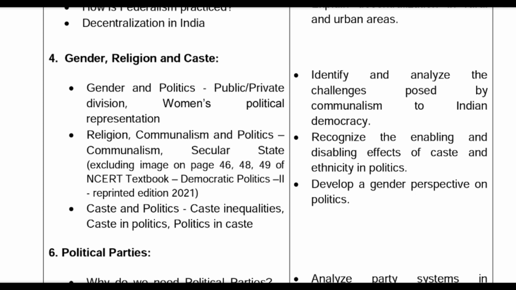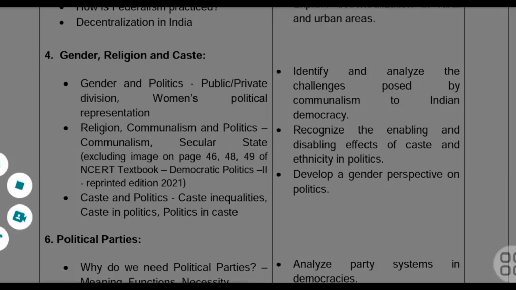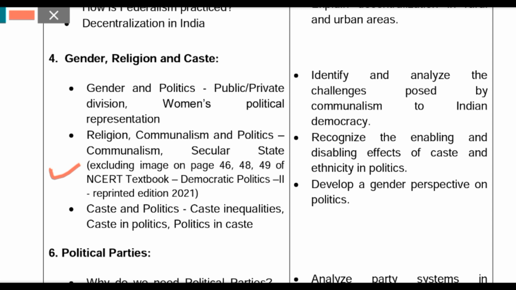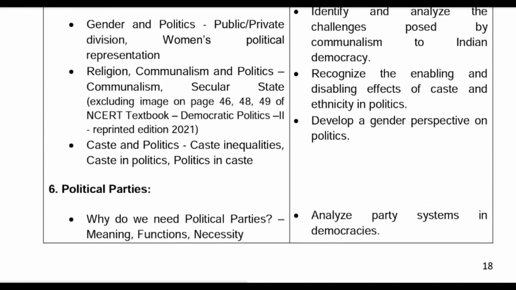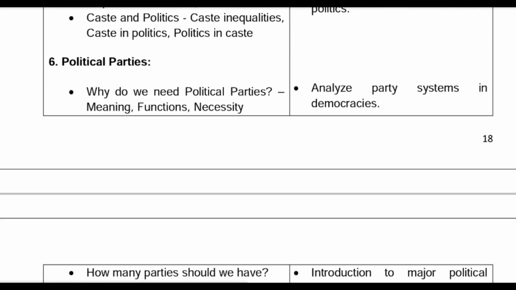Chapter number 4, gender, religion and caste, this full chapter you can prepare, but you can leave these pages, right? These pages are in those books which were reprinted in 2021. And now you can see in the books which were printed in 2023, these parts of the chapter are not there, I think, but you can check, right? So these images which were available on page number 46, 48, 49, you can exclude them. And after that, next part, chapter number 5, that is not there, so you can leave that. Don't waste your time over there.